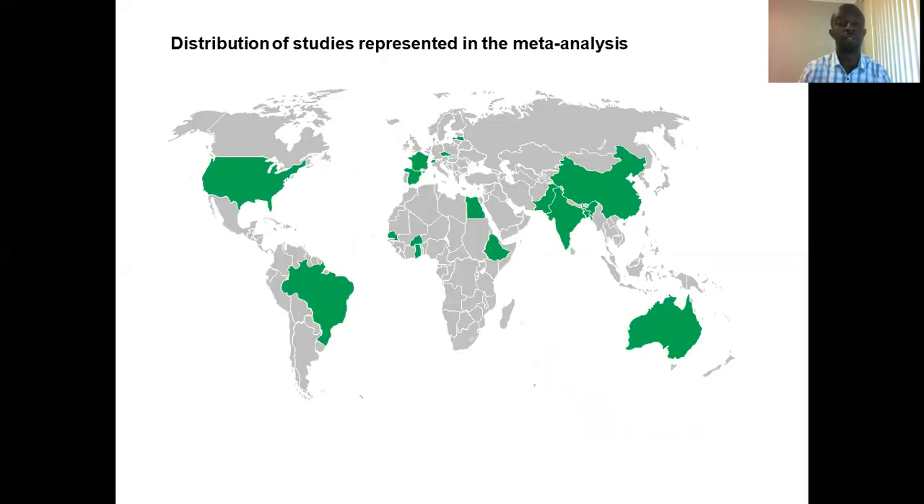So this is just an overview of the distribution of studies in different countries, in different continental regions. The countries highlighted in green are the ones that the data was obtained from in the studies, and represent 17 countries in total.